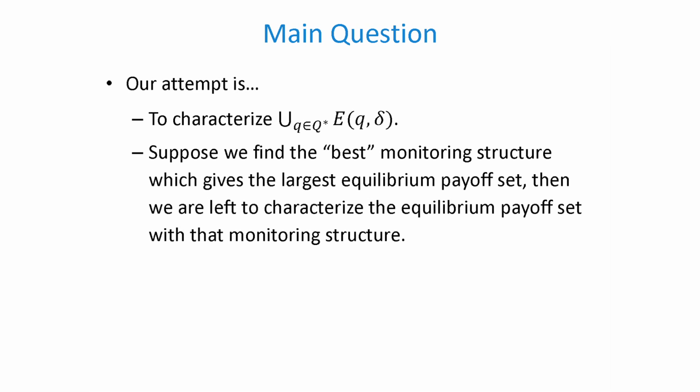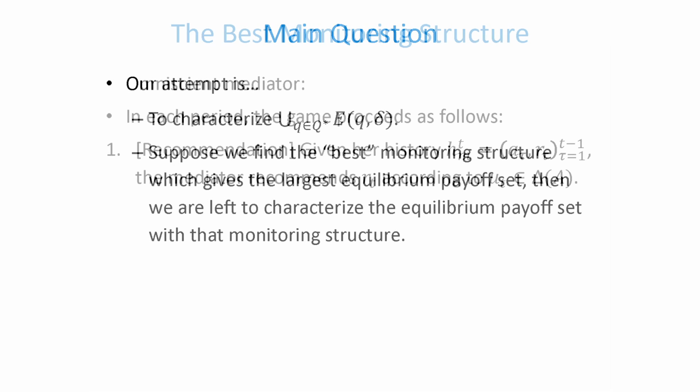Then to characterize this object, what we do is to first find the best monitoring structure, because we don't want to talk about the set of monitoring structures all the time. So if we can find the best monitoring structure, which gives us the largest equilibrium payoff set, and we can characterize the equilibrium payoff set under that monitoring structure, then we are done. Okay? So the question is whether such a best monitoring structure exists, and if it exists, can we characterize the equilibrium payoff set with that monitoring structure? And here is the answer to the first question.